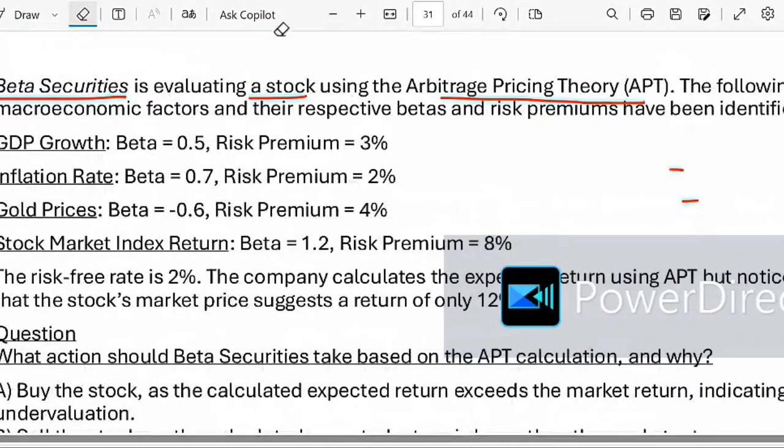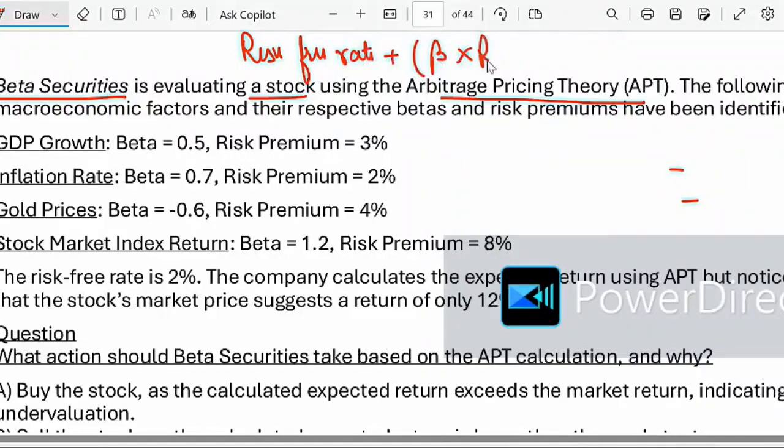So let me tell you the formula. What is the formula for calculating the expected return using APT? First you write the risk-free rate plus beta multiplied by risk premium, for each factor, right? You can think of it like cooking a dish. In a dish there are many ingredients, and each ingredient is adding its flavor, right? And you add all of them. So basically summation will be more suitable here. Factor, beta and risk premium have been given.